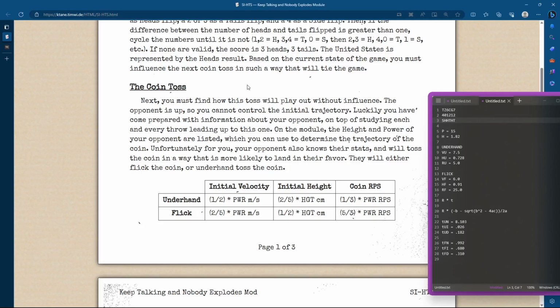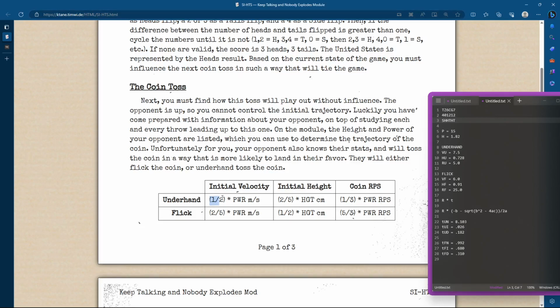Okay, so exposition over, what we're going to try to do is understand all the different ways they can flip the coin. There are 2 ways they can flip the coin from their control, which is an underhand or a flick. They can do either, so you need to solve for both.